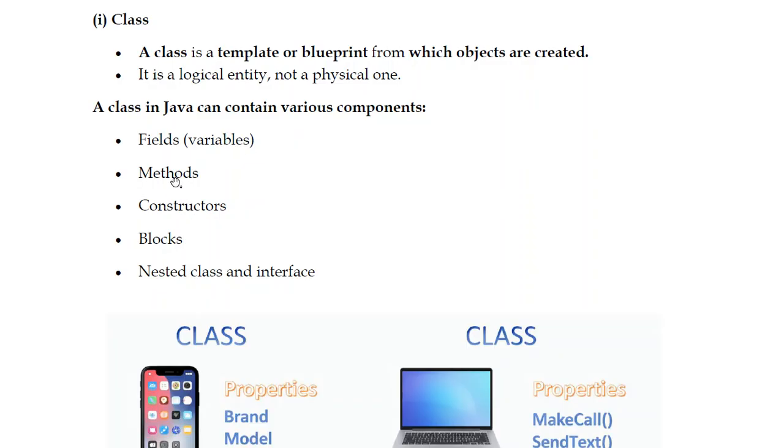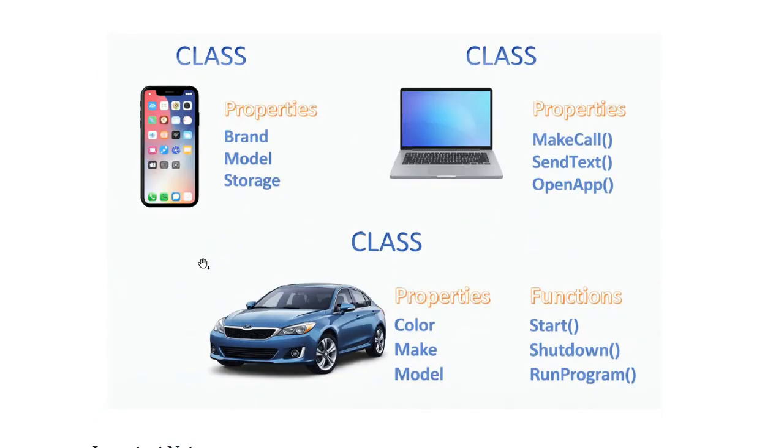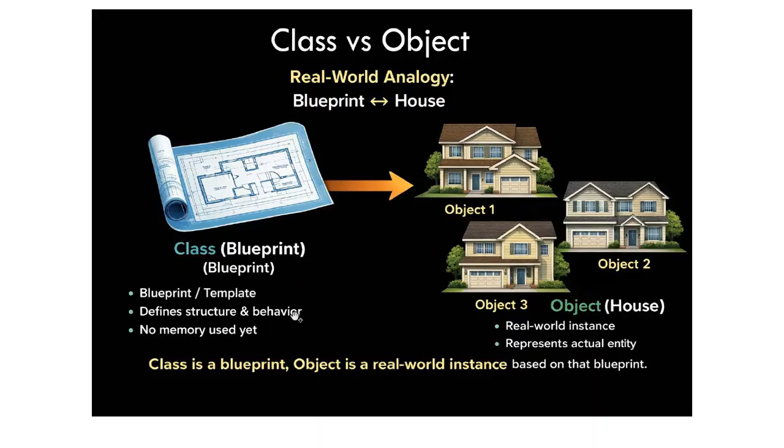Next, methods, also called behavior, then constructors and blocks. These things we'll discuss in the forthcoming sessions. Now we just try to understand what the class can contain. So these are the components: fields, data members and methods, only as of now we are discussing. I'll show you the example, then you can easily understand.